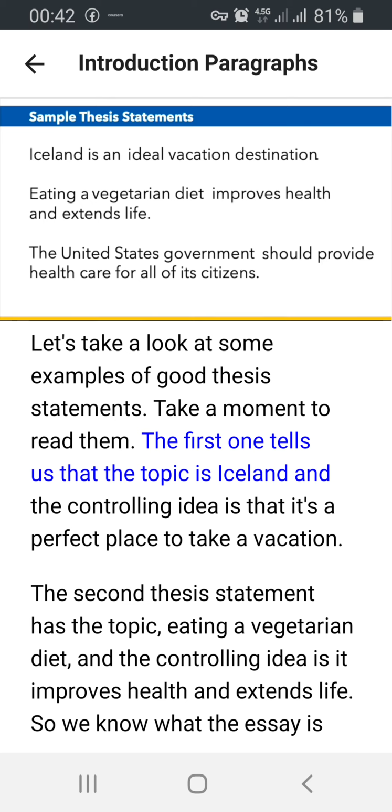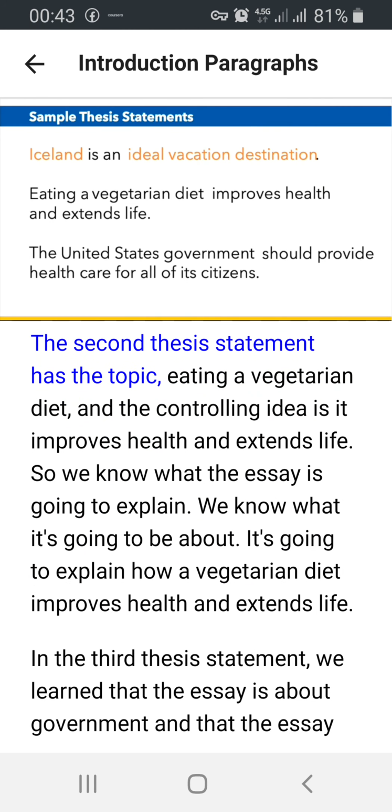The first one tells us that the topic is Iceland, and the controlling idea is that it's a perfect place to take a vacation. The second thesis statement has the topic eating a vegetarian diet, and the controlling idea is it improves health and extends life. So we know what the essay is going to explain. We know what it's going to be about. It's going to explain how a vegetarian diet improves health and extends life.